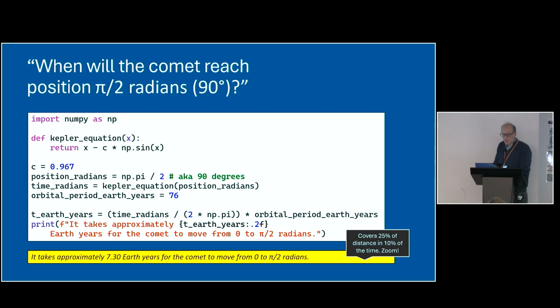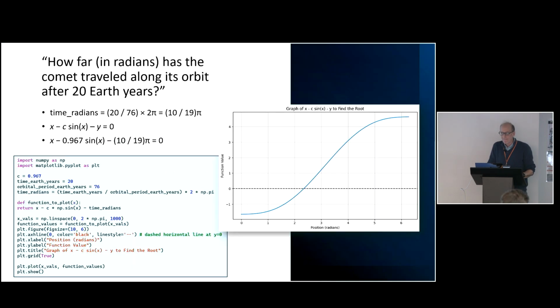It'll take 7.3 Earth years for the comet to move from 0 to a quarter of the way around its orbit. So that's a good answer. It's kind of interesting. It means it's reached 25% of its path in just 10% of its total orbital time. That's because it's moving really fast when it's close to the sun, and it slows down when it gets farther away.